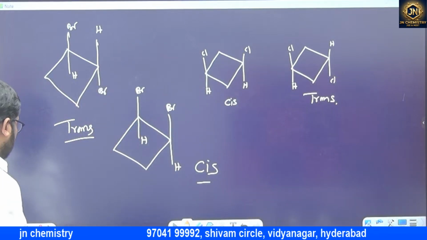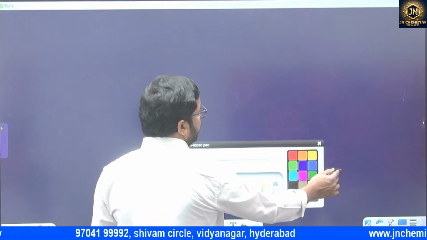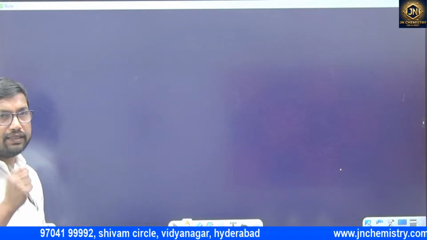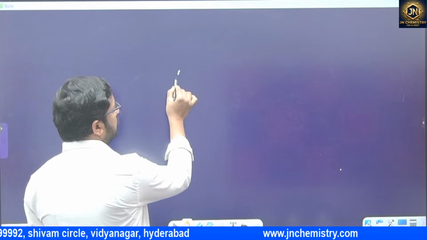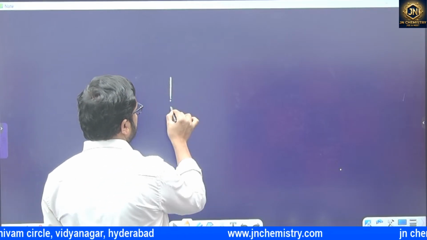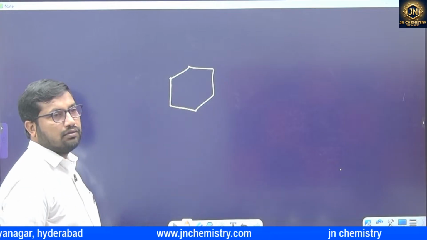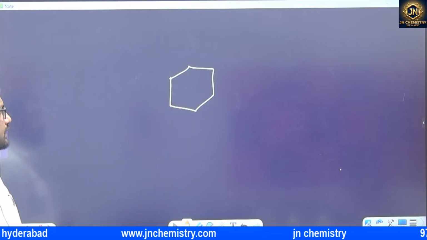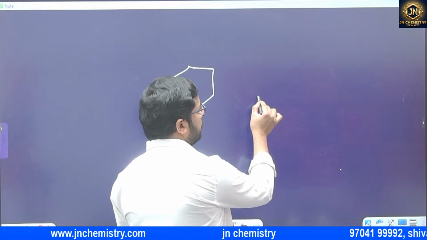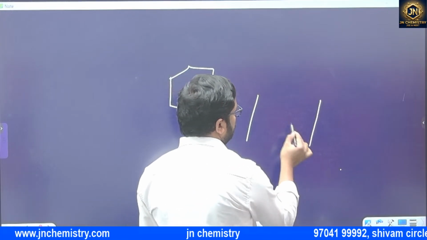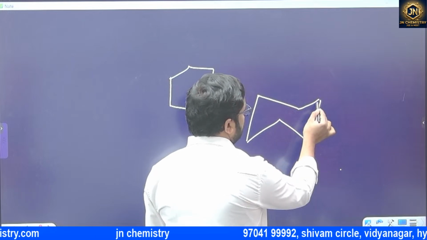Next. In case of cyclohexanes, a lot of people are confused here. Cyclohexane actually exists in different forms. This is a cyclohexane. The most stable form is the chair form. This is a chair form.